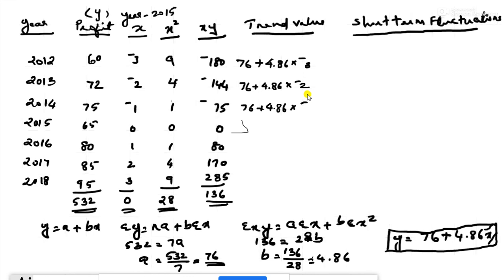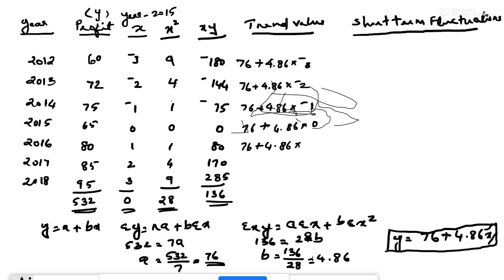Then again next is 76 plus 4.86 into 0, then 76 plus 4.86 into 1, 76 plus 4.86 into 2, then 76 plus 4.86 into 3. So these are the trend values.